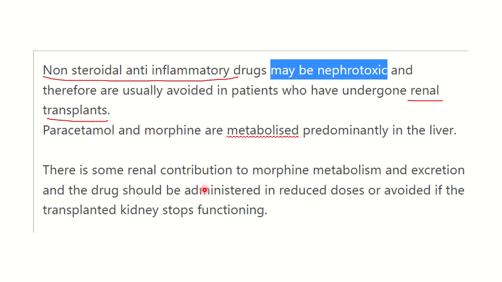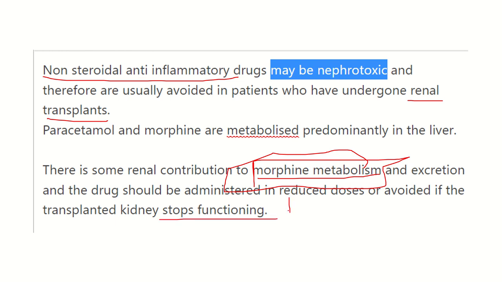So here is another important point: morphine is usually metabolized by the liver, but some part of the morphine is excreted by the kidney. So we have to reduce the dose in case of kidney transplant patients when the kidney is not functioning or its function is reduced. So in choosing a painkiller for the kidney patient, we have to give the painkiller in a reduced dose.